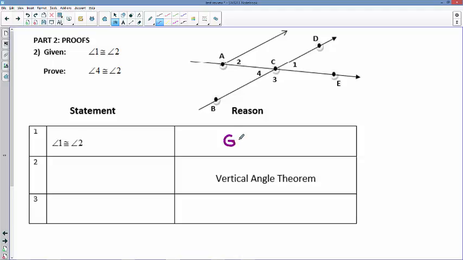So, of course, this is given. Everything that's written here is a given, of course. And we also know that the last step has to be angle 4 is congruent to angle 2. Okay? Now, what do you see here? Vertical angle theorem. All right, well, you got to go look at the vertical angle theorem.